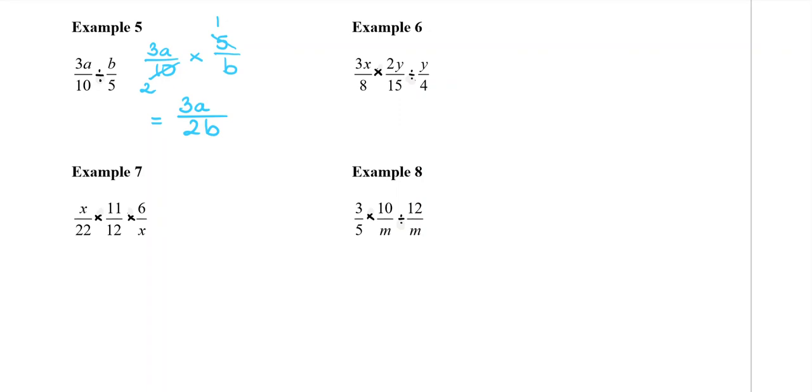Question 6. We have 3 fractions there and one of them is a divide. So the multiplying fractions, they're going to stay the same. We're going to have 3x over 8 times 2y over 15. So they're the leave part. But then to do the divide, we need to do the kiss and flip. We just do it with that last fraction. Turn the divide into a times and flip the last fraction.